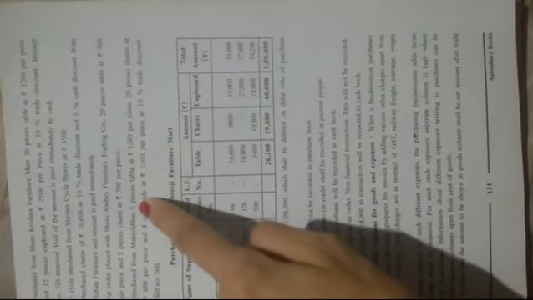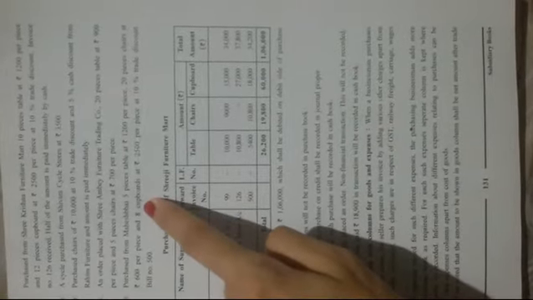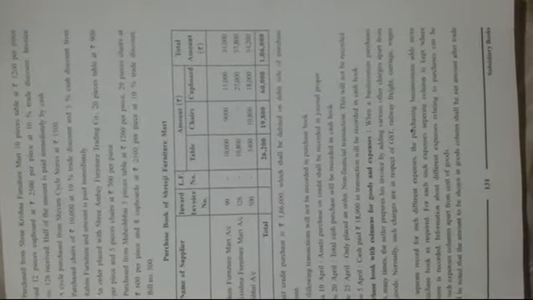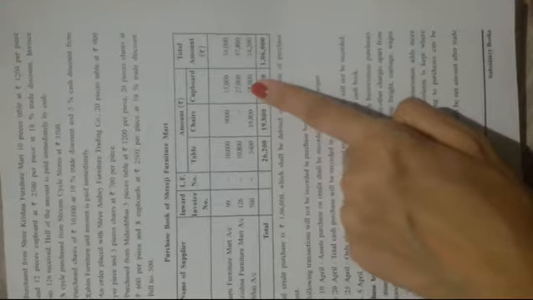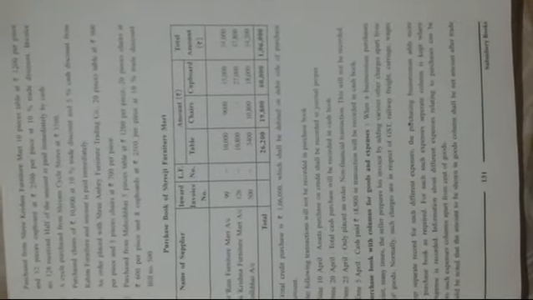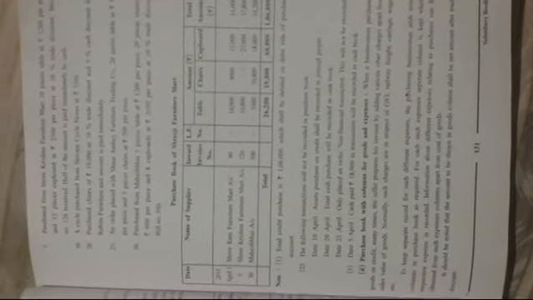Again you have to calculate the same way. 1200 into 5, that amount you have to write in the table column. 20 into 600 you have to write in the chairs column, and 8 into 2500 you have to write in the cupboard column. But don't forget to minus the trade discount, and if you total it you will get 34,200. So with this the question is completed.